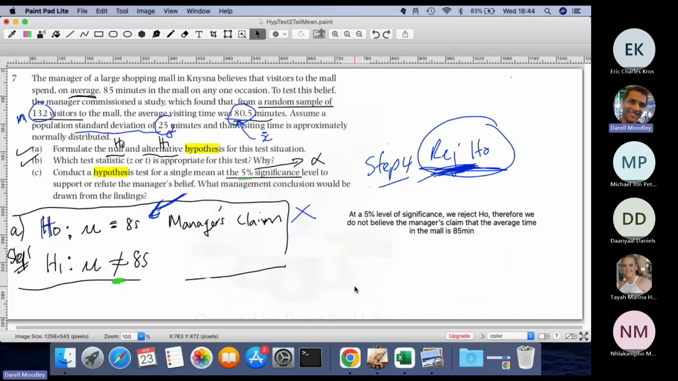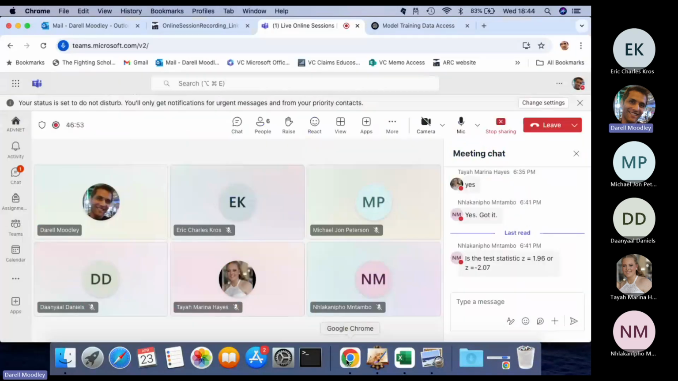Okay, that's pretty much just putting it in words. That is your step 5. And this question is answered. Everyone, makes sense?